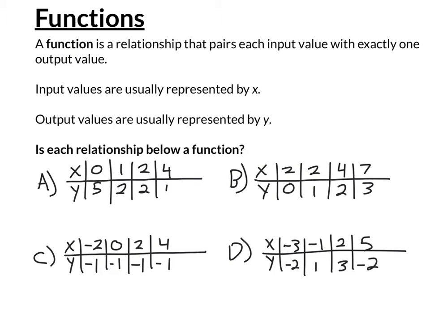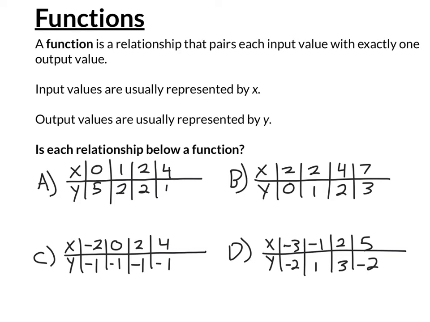Now, a lot of people overthink functions. They think functions is really complicated. All a function is, is a relationship that pairs each input value with exactly one output value. So it's really just a mathematical relationship where we take an input and it gives us an output. Input values, when we're working with functions, are usually represented by x. We use x as the input and we use y as the output. Output values are usually represented by y.